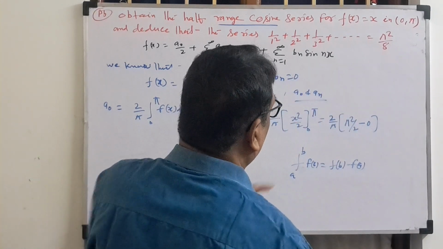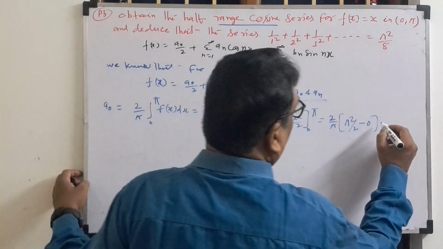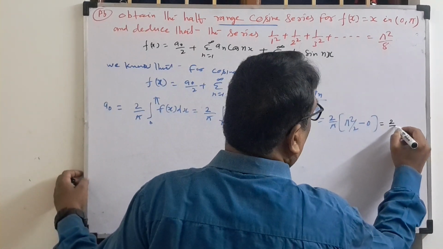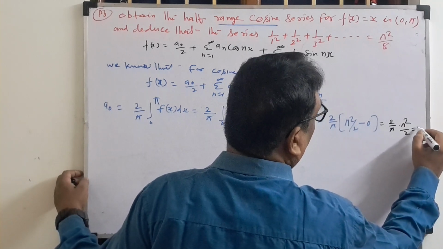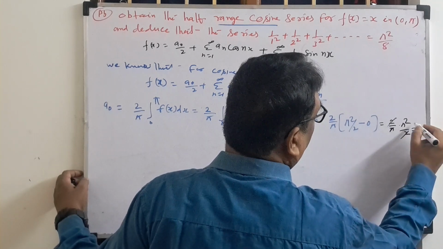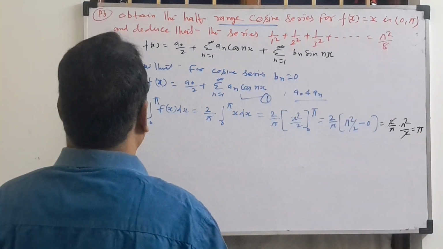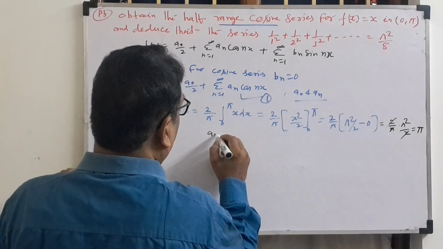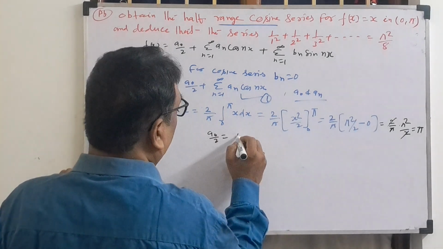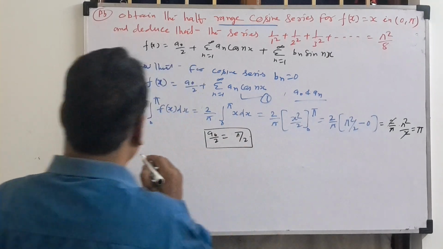So this way we did. Now what is the solution here? a0 is 2 by pi into pi square by 2. So the 2 gets cancelled, pi gets cancelled, so it's coming pi. So a0 we are getting pi. And finally, a0 by 2 is equal to pi by 2. This is the value. Now to find an.